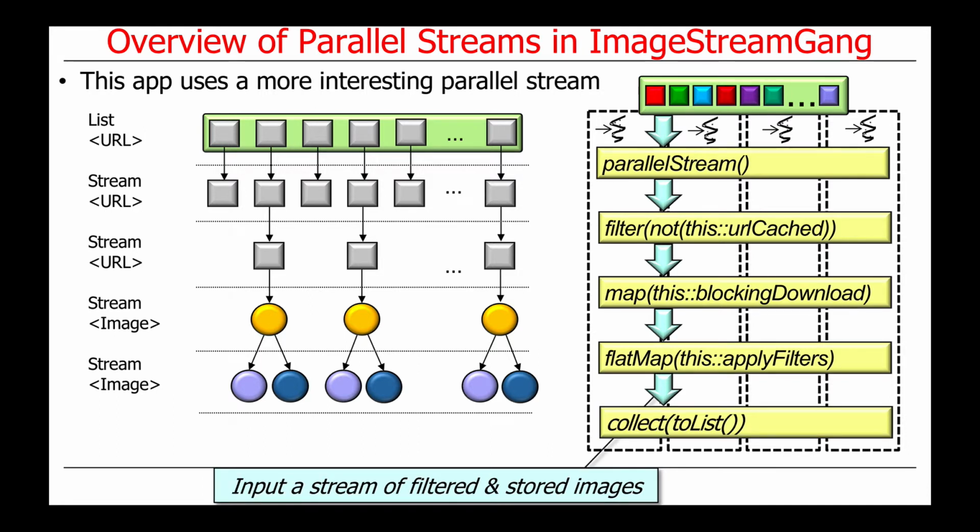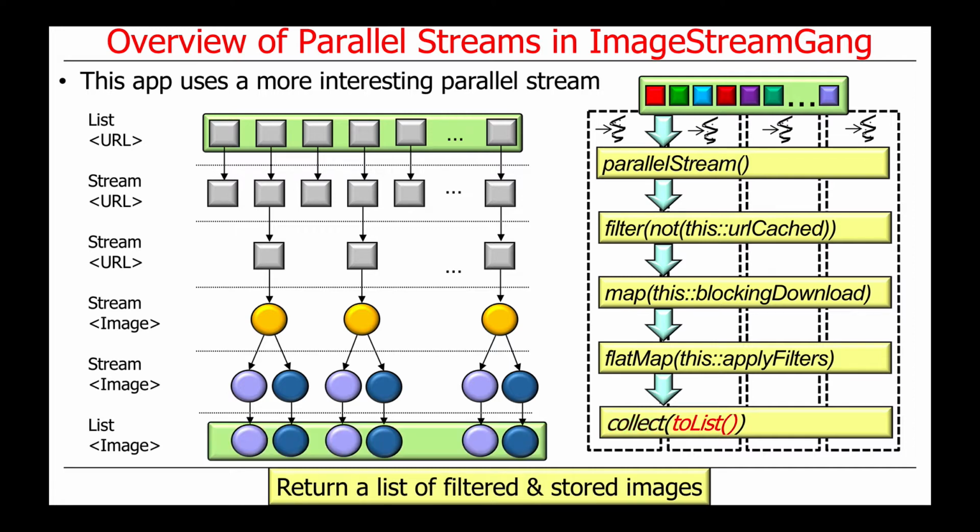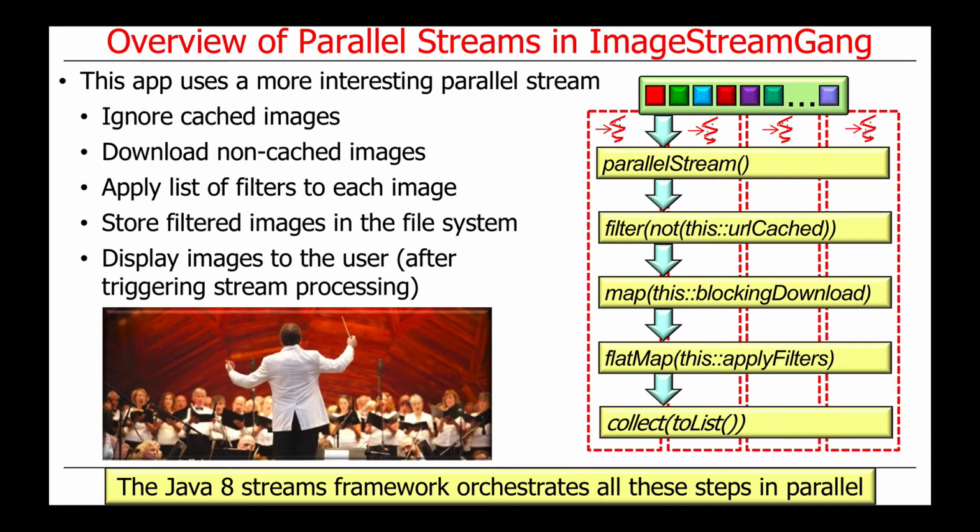That then turns into an input stream of filtered and stored images that are passed to the next stage in the pipeline, which at long last is a terminal operation. And that terminal operation is collect. What that does, of course, is it triggers the intermediate operation processing for filter and map and flat map and so on for each image in the source. And then it goes ahead and collects all those things together and returns a list of filtered and stored images, which will then later be displayed through some other means, as we talked about earlier.